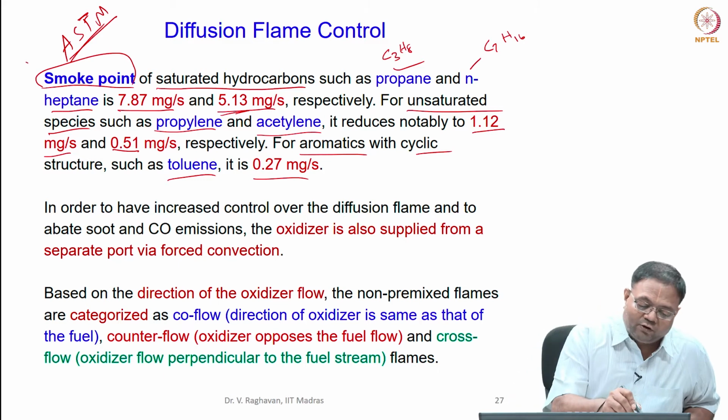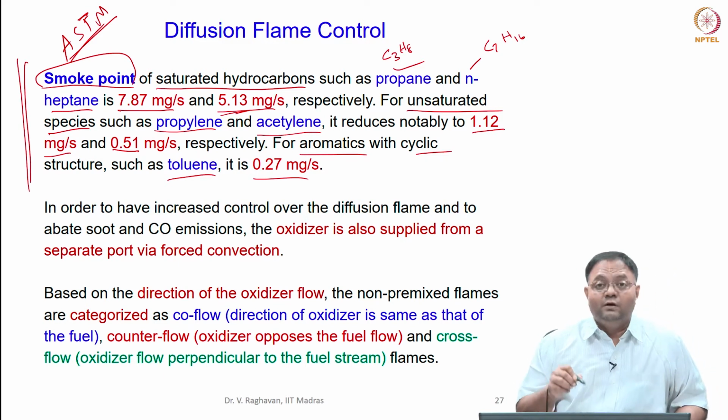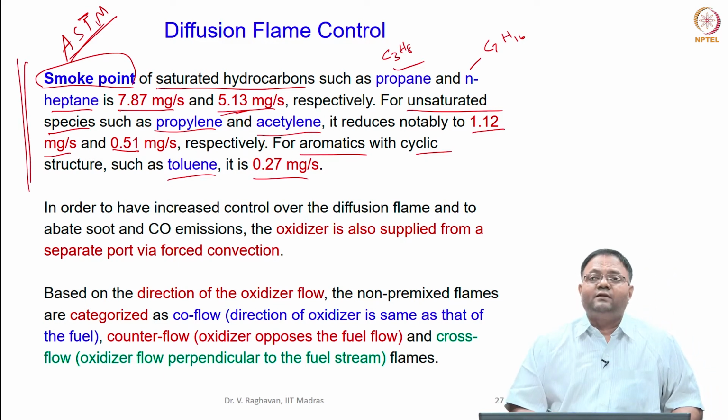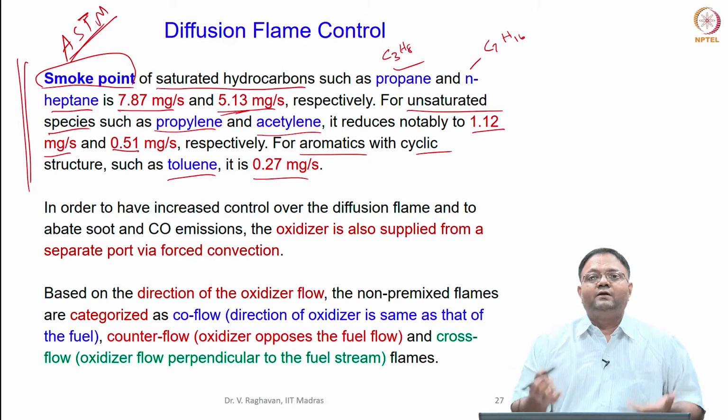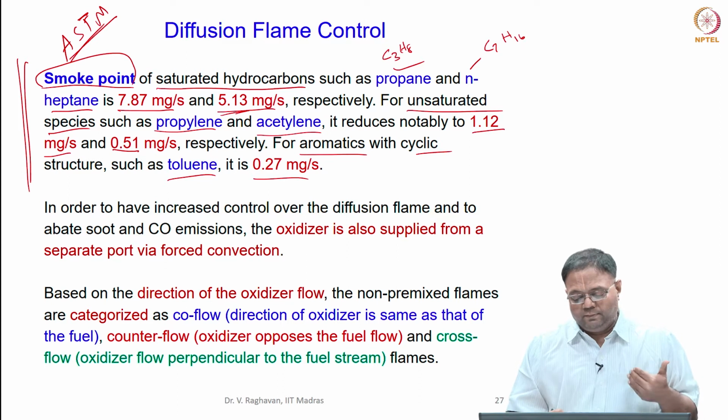So for these fuels, understand the fuel. This is called fuel characterization. Understand the fuel, and based upon the fuel characteristics, we need to control the diffusion flame, or else we cannot operate over a wide range. The flame may be stable, but the emissions may not be under control. Okay, so that is the main thing which we will try to do.